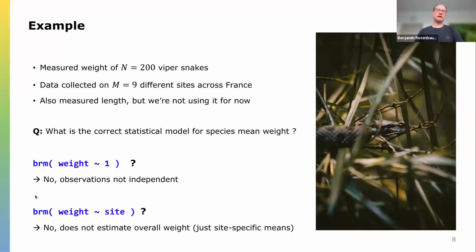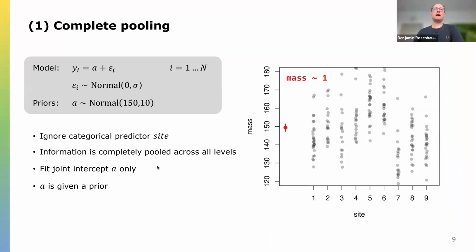We start with looking at this first model here. I call this complete pooling, because I pool all the data and I ignore the fact that they come from different sites. So let's look at the mathematical description of the model. Each data point is fitted with a joint intercept, or joint mean A, plus some error term epsilon here. We have 200 data points.